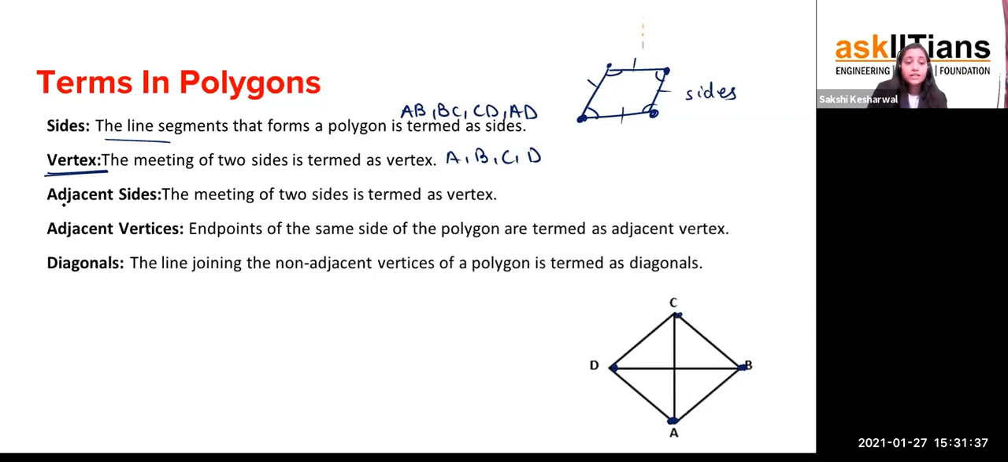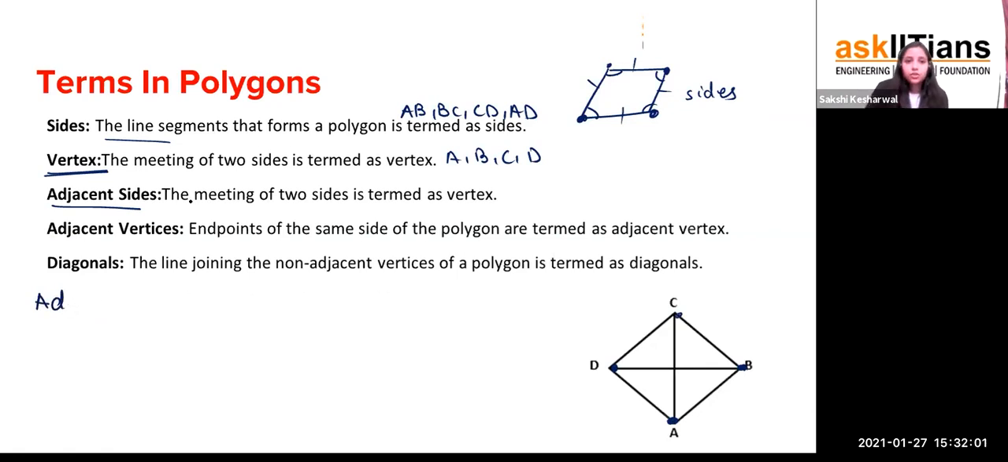Now, adjacent sides. Adjacent means next to you. If your teacher asks who is sitting adjacent to you, like your best friend, it means who is sitting next to you. It can be on the left-hand side or on the right-hand side. So now the adjacent sides.